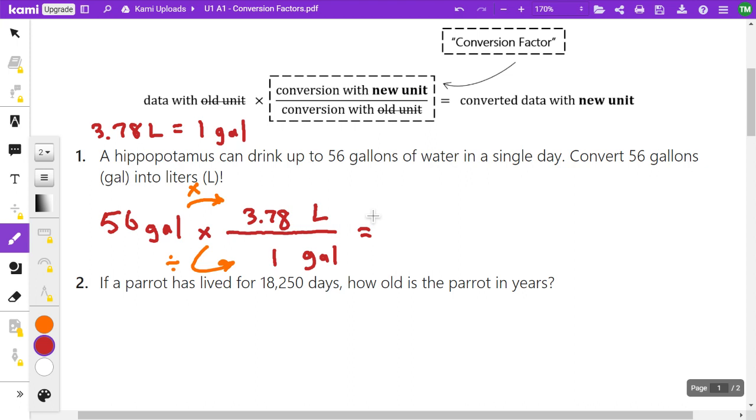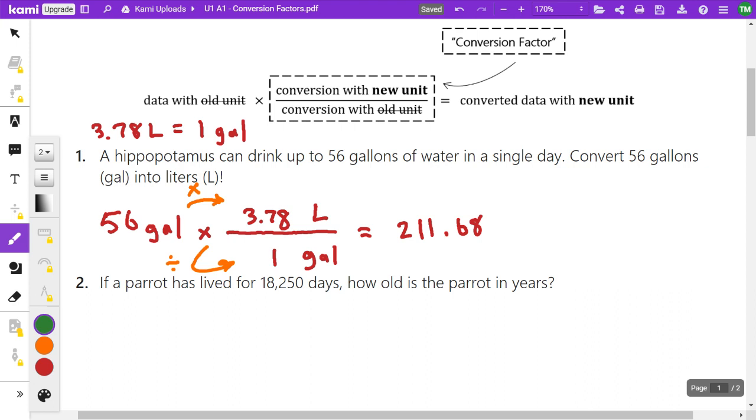Now this is something I can go plug into a calculator. So if I take 56 times 3.78 divided by 1, I should get my answer. Where, again, dividing by 1 is not really going to change my answer, but I can still plug it into my calculator if I want to make sure I'm not missing anything. So I'm going to take 56 times 3.78 divided by 1, and I get 211.68.